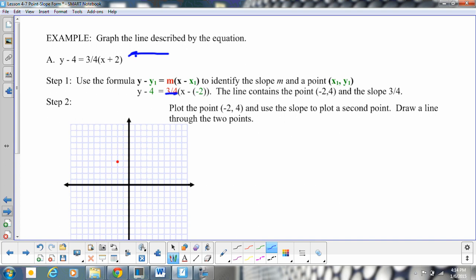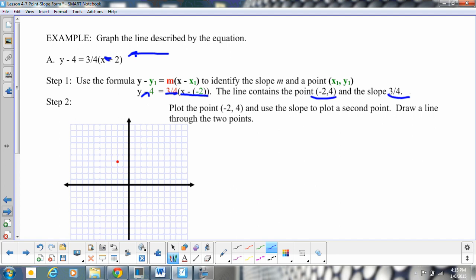Well, remember, in this formula, we're subtracting our specific point. So we're subtracting our y value, we're subtracting our x value. The y value being subtracted is 4. That's easy. And the x value, this is a little trickier because we have a plus sign here. So we need to rewrite that as subtraction. We're going to rewrite that as x minus a -2. So our x value is actually a -2, not a +2. And now we know our point is (-2, 4).